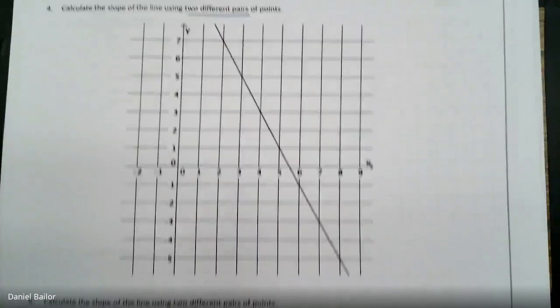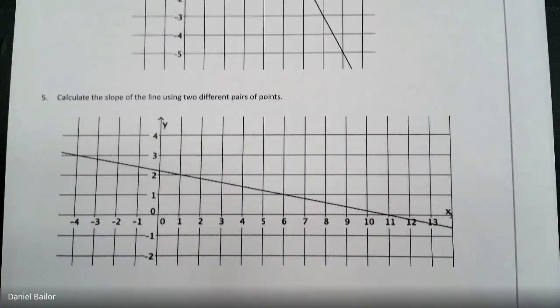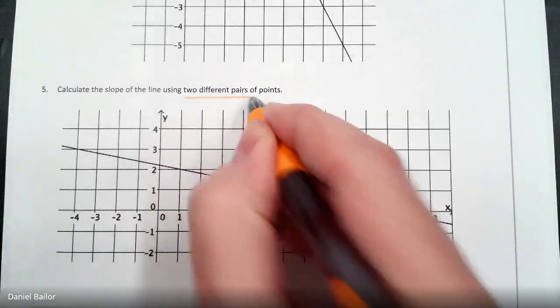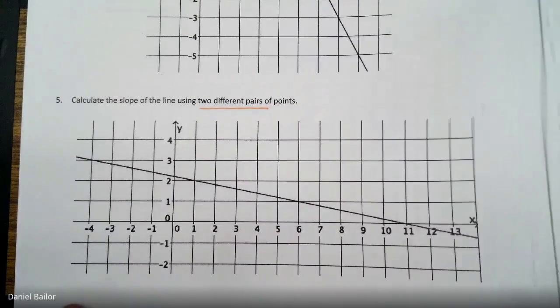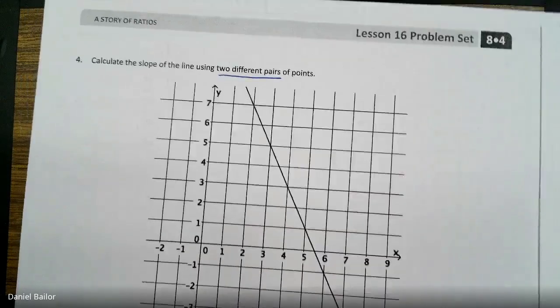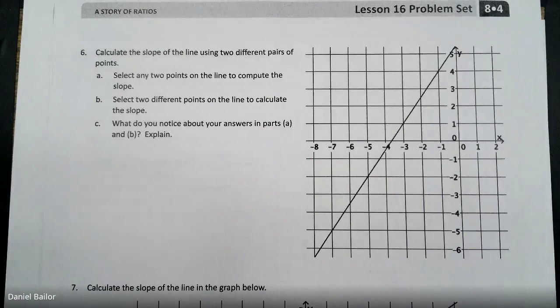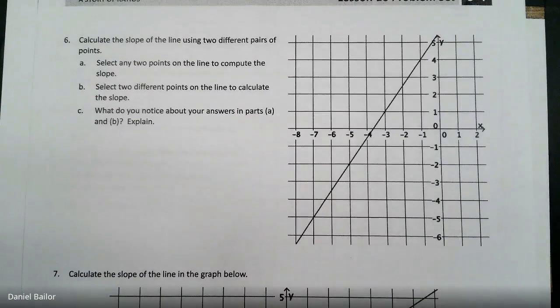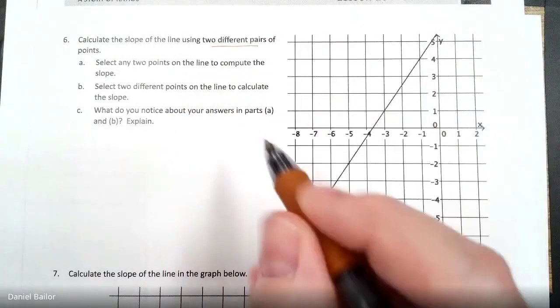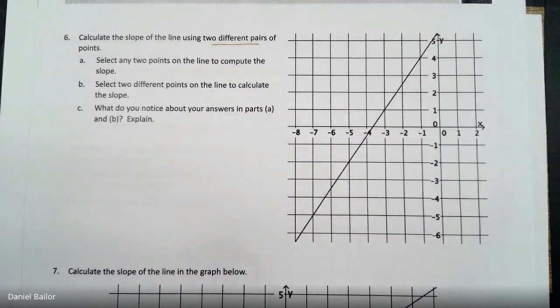And yes, you guessed it, number 5. Again, use the slope formula with two different pairs of points. Use the slope formula. Get used to it. Slope formula is not going away anytime soon. Number 6, slope formula again. And it's using two different pairs. And there's 3 different steps asking you what you notice.